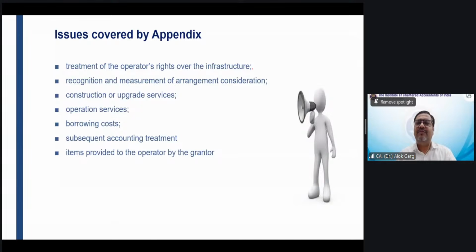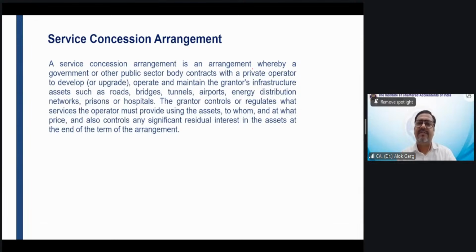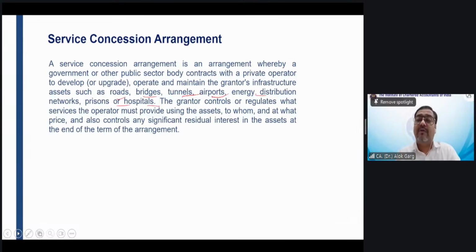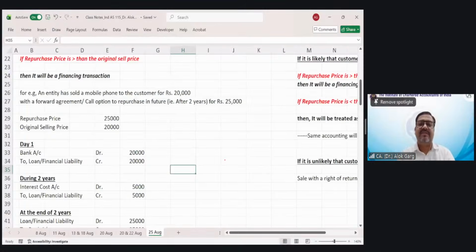So friends, we are going to discuss what the accounting will be in this case. We discussed the service concession arrangement. It's an arrangement between a government and a private party to build, operate and maintain infrastructure such as roads, bridges, tunnels, airports, energy distribution networks, prisons, hospitals, etc. Now the question is: how to do the accounting of this public-private partnership, the service concession arrangement?